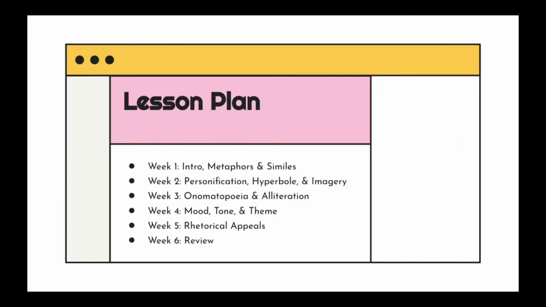Okay. So this is our lesson plan for the coming weeks. Today is our intro and metaphors and similes. Next week, we'll talk about personification, hyperbole, and imagery. Week 3 will be onomatopoeia and alliteration. Week 4 is mood, tone, and theme. And week 5, we'll talk about rhetorical appeals. And then week 6 will be a review of all the things we've learned.